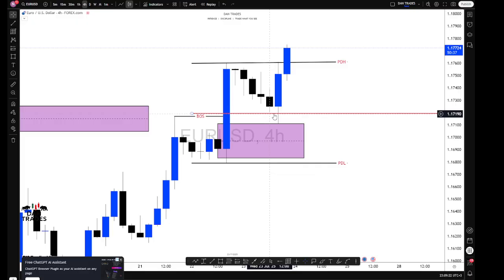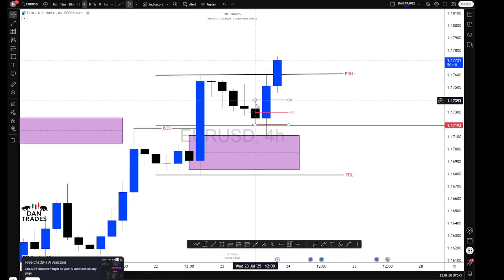So what could you have done? So the last 4-hourly candle, we have this of Wednesday at around 12. Okay, 12. This is the candle you could have marked like that, the high and the low, and also the 50% of this candle here, like that. Then we have this beautiful candle here.